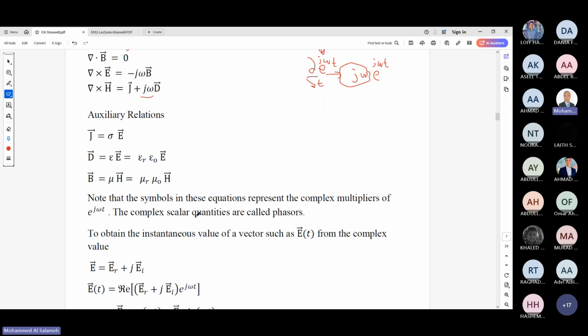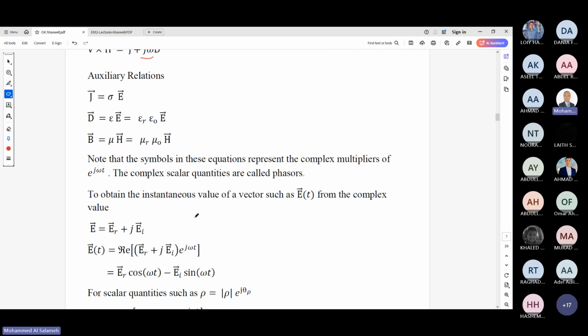Note that the symbols in these equations represent the complex multipliers of exponential j omega t. The complex scalar quantities are called phasors. Okay. We call them phasors. You know this from circuits.